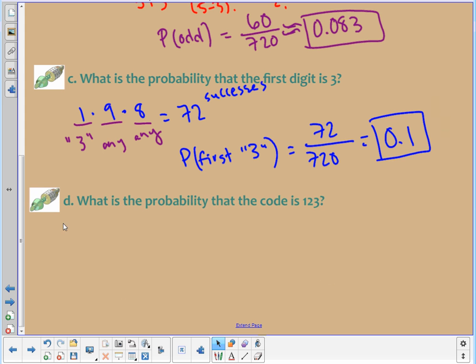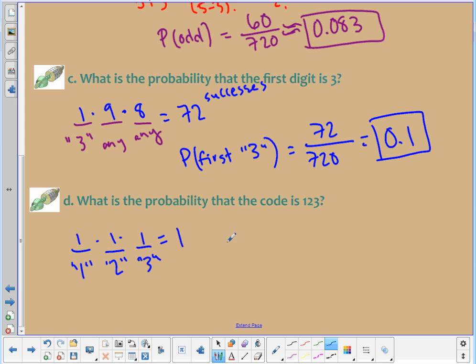3? So now if I'm thinking of the code 1, 2, 3, that has to be a 1, that has to be a 2, that has to be a 3. Well, there's only one way that you can pick a 1. There's only one way that you can pick a 2 because there's only one 2 in the whole list. There's only one way that you can pick a 3, and 1 times 1 times 1 is just 1.